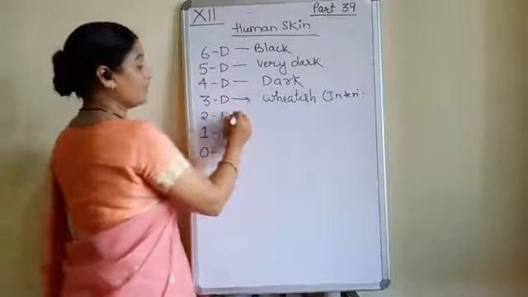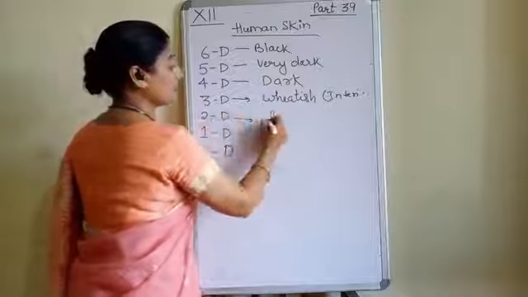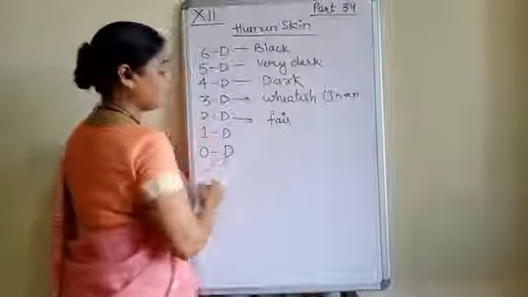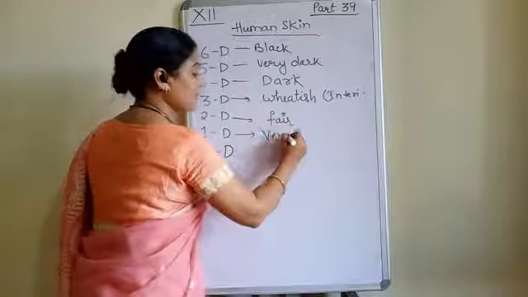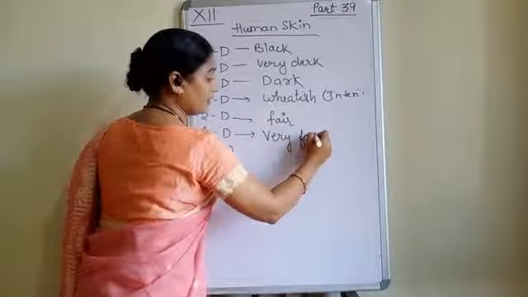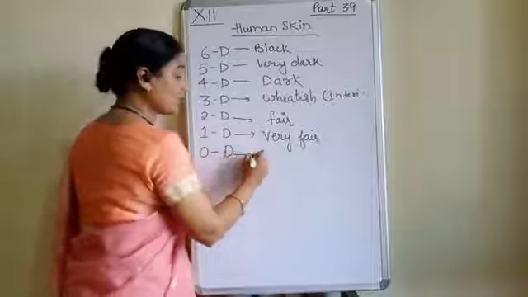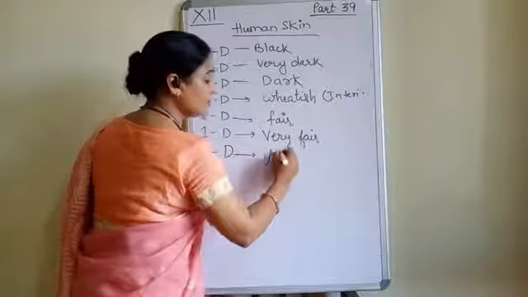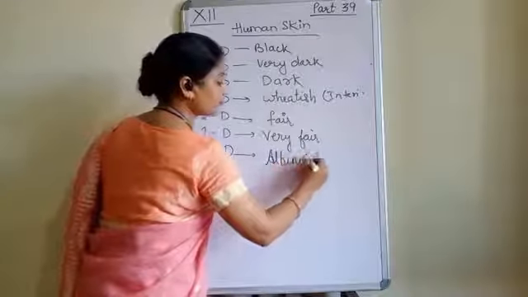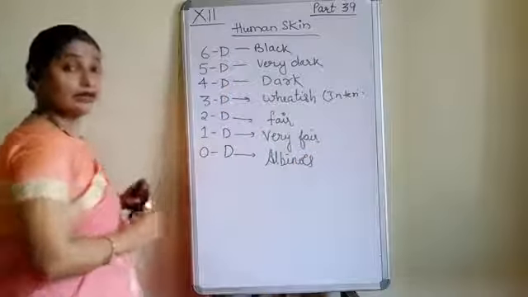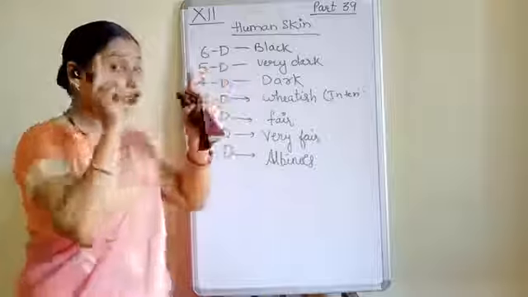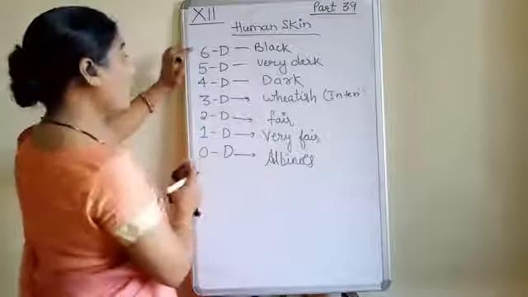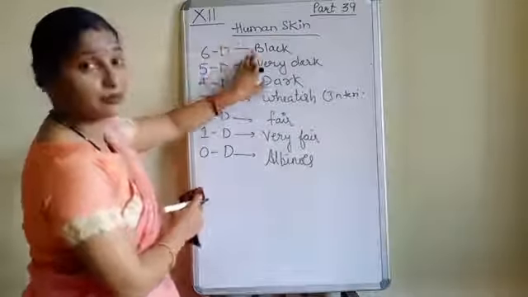Clear? If 2 dominant, then the person can be fair. If 1 is dominant, then the person will be very fair. And if 0 dominant, then the person will be albino. Clear? So this is the condition. When out of the 6 genes, all will be dominant, the person will be black.